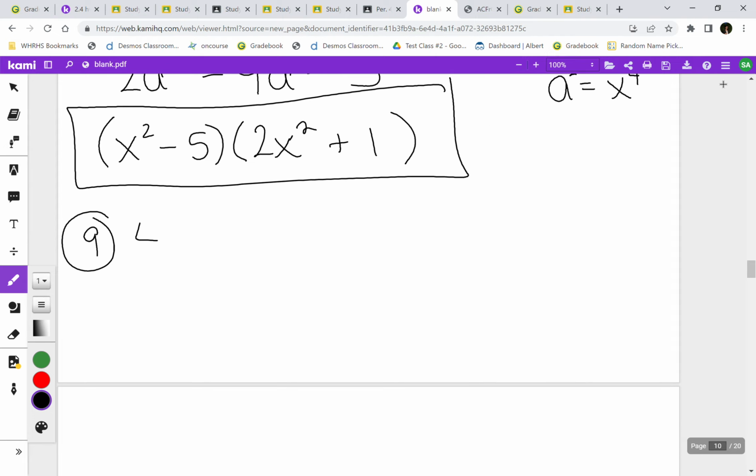I want you guys to try this one on your own. 4x to the fourth minus 24x squared plus 20.